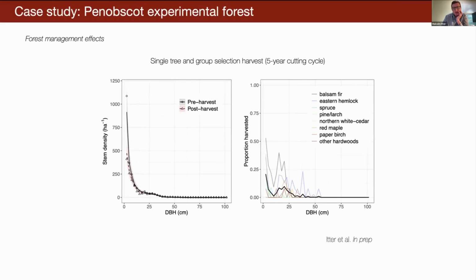And then on the right-hand side, you can see, based on the inventory information, estimates of the proportion of trees harvested by species, as well as overall, just to give you a sense of what size classes were preferentially removed during that harvest event.